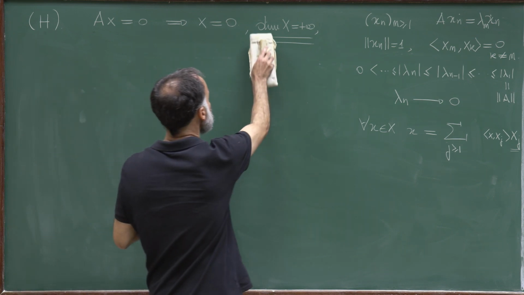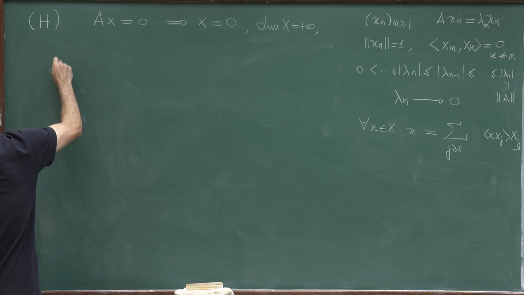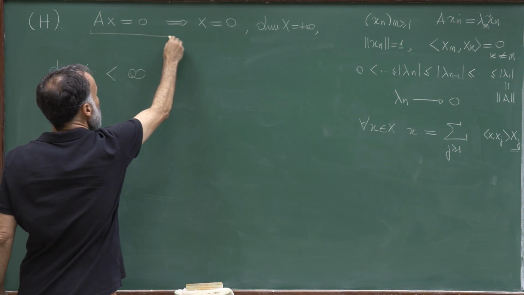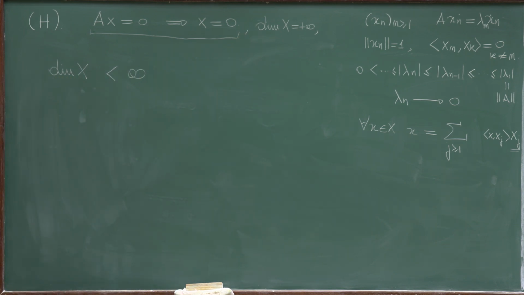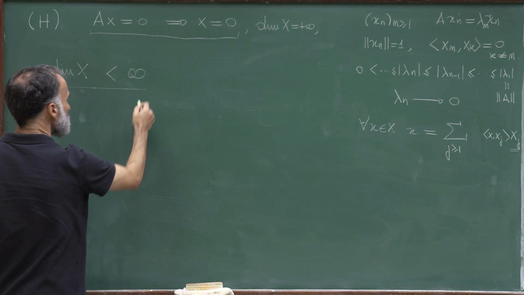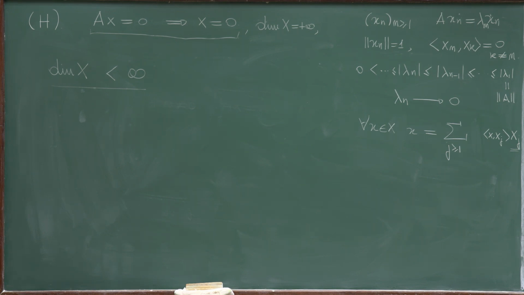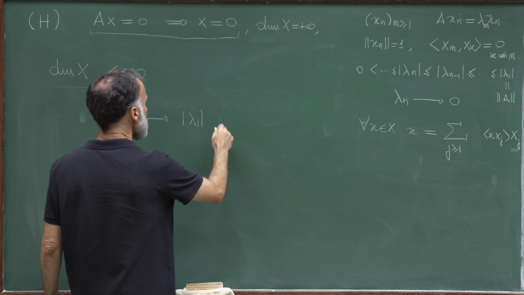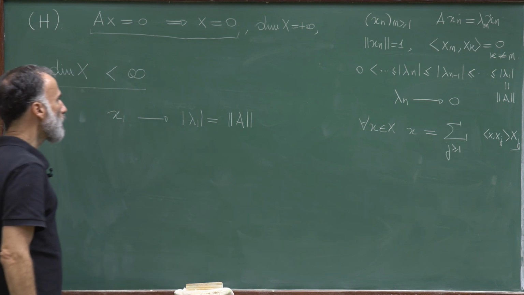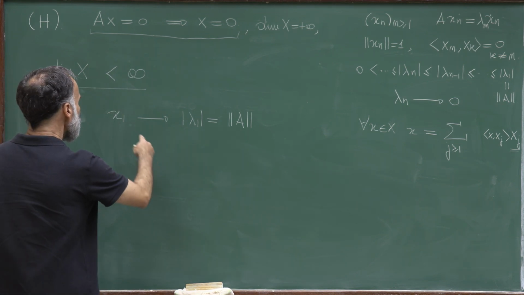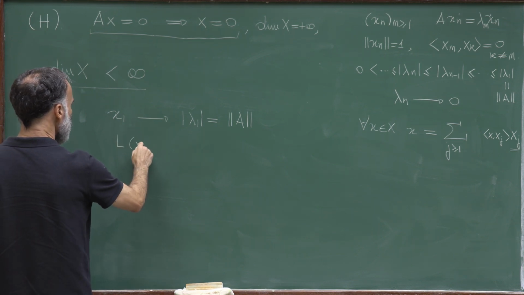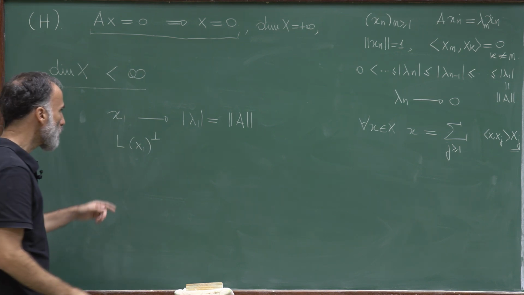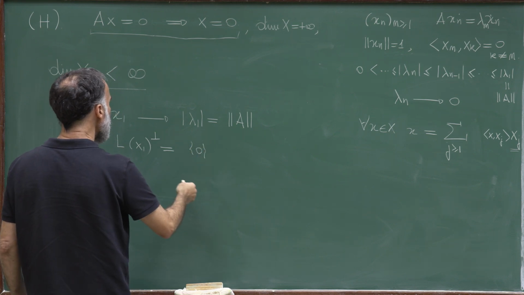So let me first remove the assumption that the dimension is infinite. Let's assume that the dimension of X is finite, but I still keep the assumption that AX equal to 0 implies that X is equal to 0. Well, the proof is exactly the same as the one before. Remember, we first constructed X1, which was associated to an eigenvalue lambda 1, whose absolute value was equal to the norm of A. Then, starting from this, we consider the space L generated by X1. We took its orthogonal space, and at this point, either this space is the space 0, or it's a space different from 0.